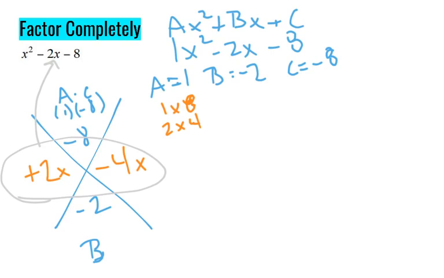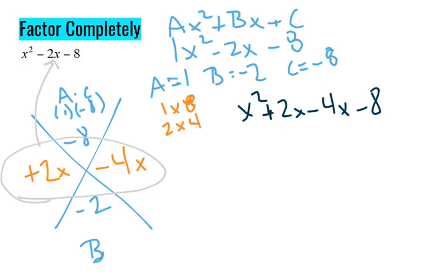Now I'm going to go back to this original quadratic and rewrite it, but instead of writing it with that -2x in the middle, I'm going to rewrite it with these two new terms. So I'm going to rewrite that original expression, the quadratic, as x squared plus 2x minus 4x minus 8. And if I simplified this by combining those like terms, I would be right back to that original quadratic. So I've not changed the problem at all. I've just written it differently.